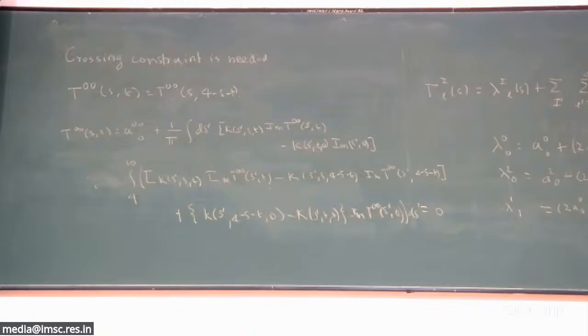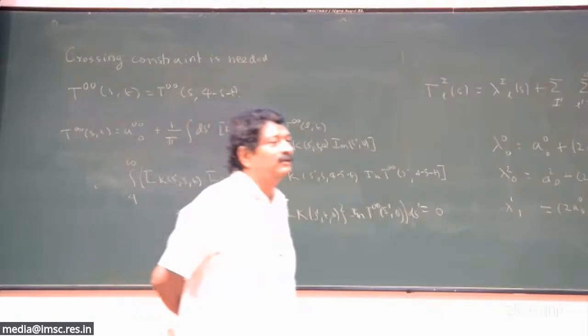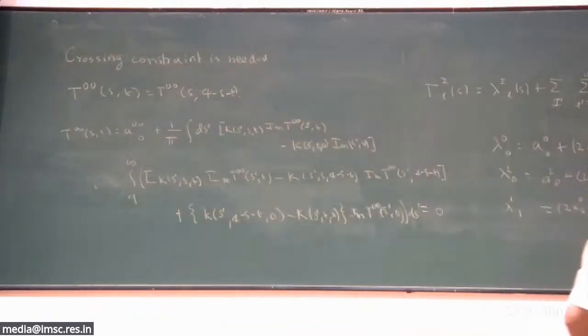In the top equation, you have written T00 S comma T equals T00 S comma 4 minus S minus. It should be U or? Yeah, the U is 4 minus S minus T. We know that. I see. You are saying that the T channel and U channel are similar. Yes. Okay, that's how you have it. Fine. So that's all clear.